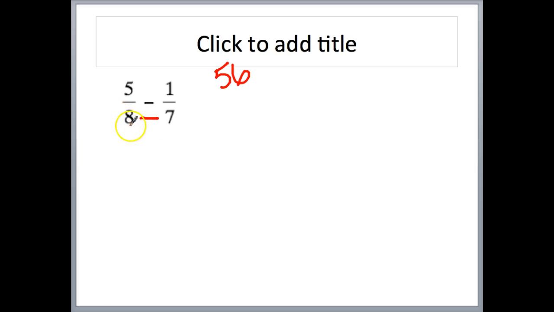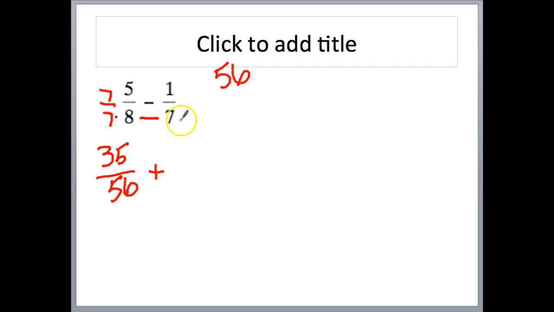So how do I make 8 into 56? Well, that's easy because I just did it. 8 times 7. If I do 8 times 7, I have to do the numerator as well. I get 7 times 5, 35. 7 times 8, 56. That's our common denominator.